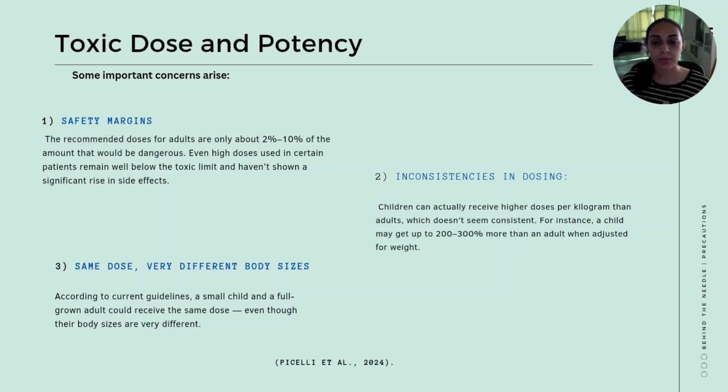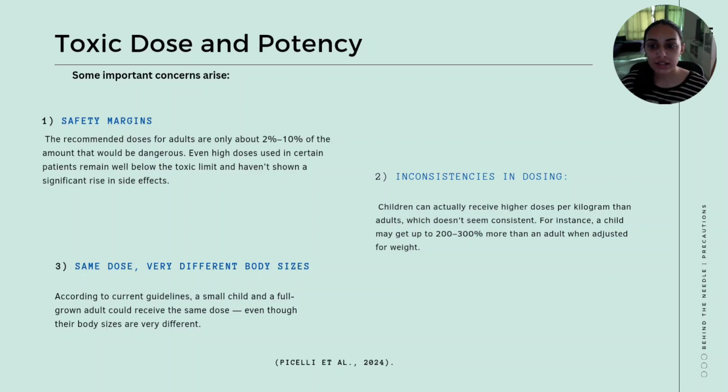Now let's look at some important concerns related to toxic dose and potency. First, safety margins. The recommended doses for adults are usually only around 2% to 10% of what would actually be dangerous. So even when higher doses are used in some patients, they're still far below toxic levels and haven't shown a big increase in side effects.